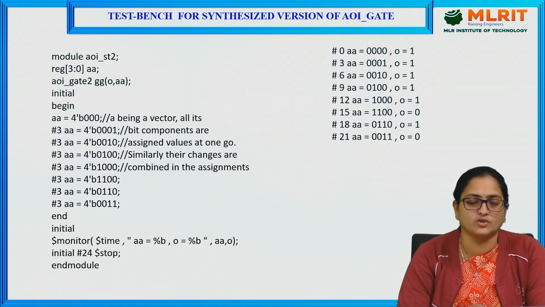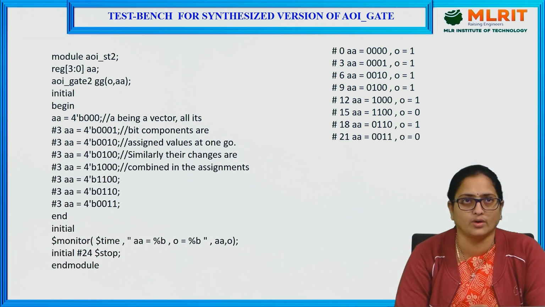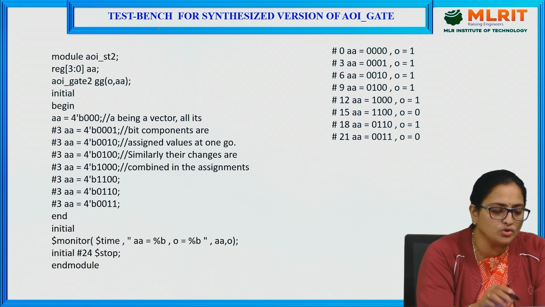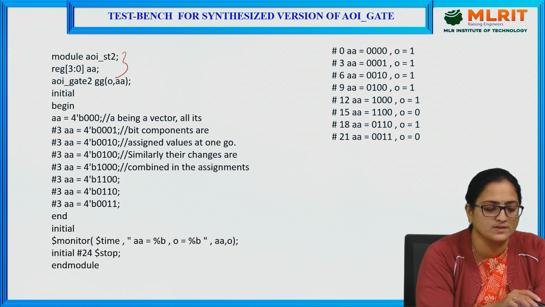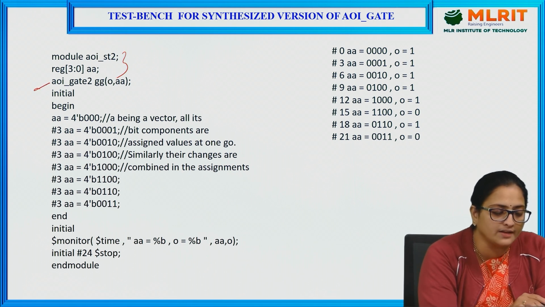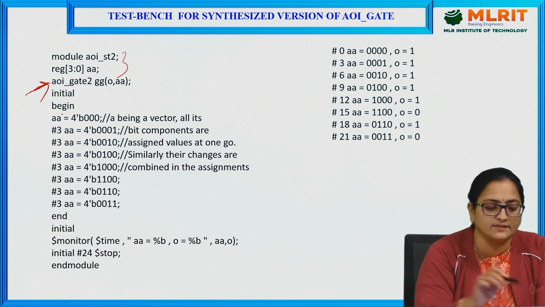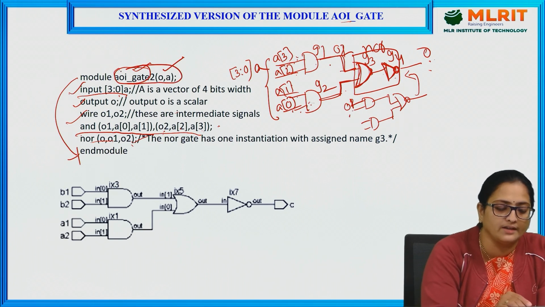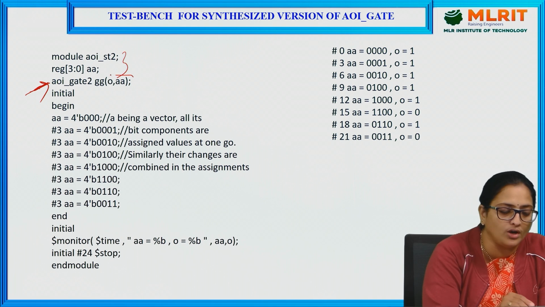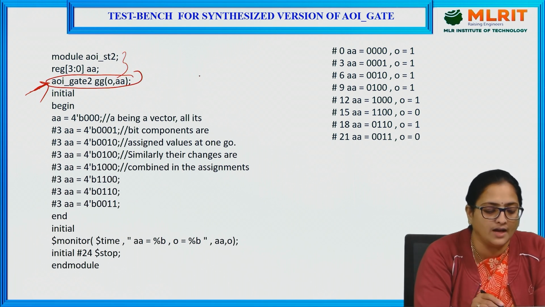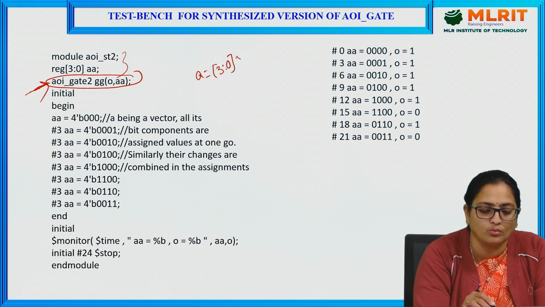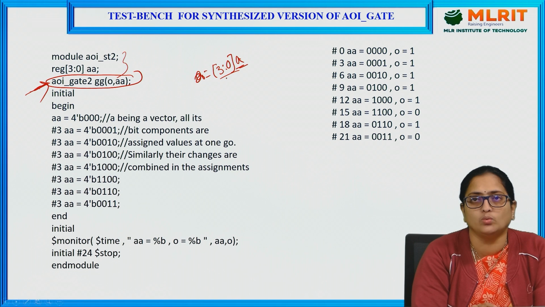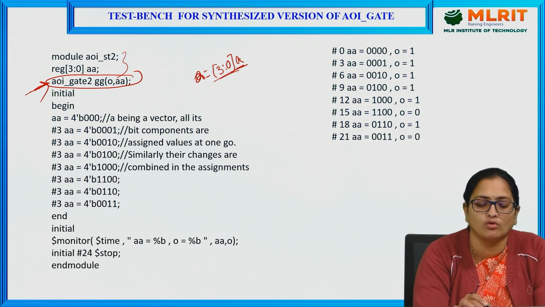And this is the test bench code taken for the synthesized version of the AOI gate. Same module name and registers, everything is the same. And here, see the same name I have called, that is AOI underscore gate 2. Whatever module name we declare there, the same module name has to be called here to execute. And here I have taken A in vector form, [3:0]A. So here you need to declare the number also in terms of a 4-bit value.